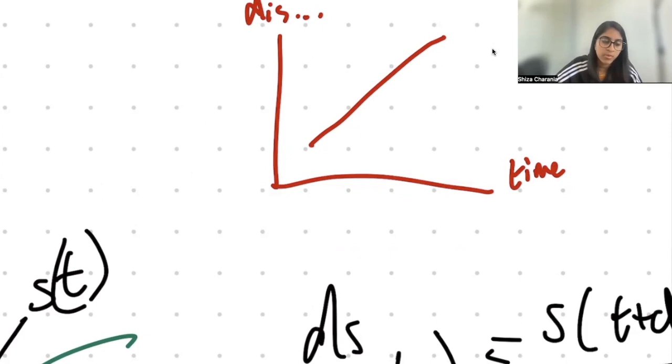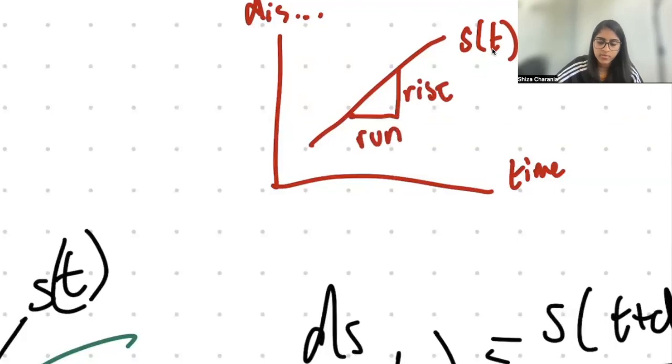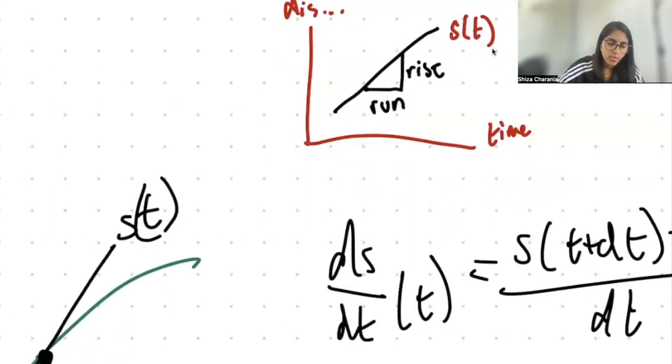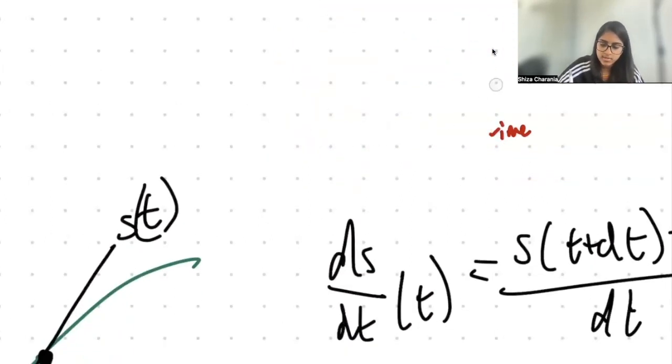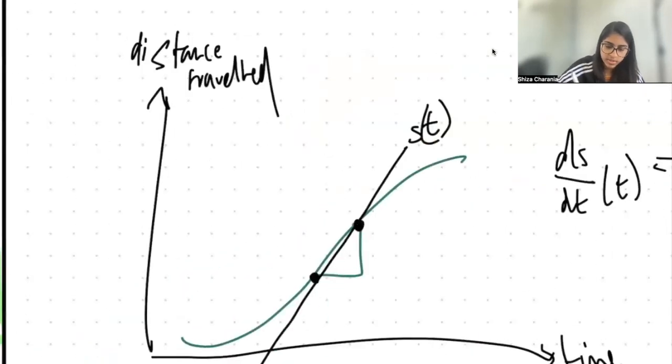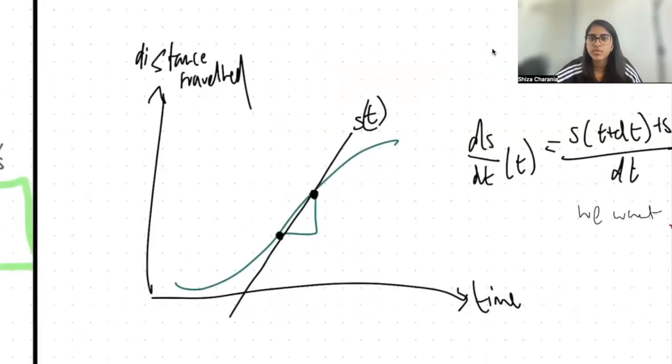We would usually, and let's call this function s of t, doesn't really matter, want to find the rise over the run of this line. And that's how you find the slope. That's how you find the rate of change. So what if we had something more complex? Something like this function s of t over here, which looks like this. How would we find the rise over the run for this?